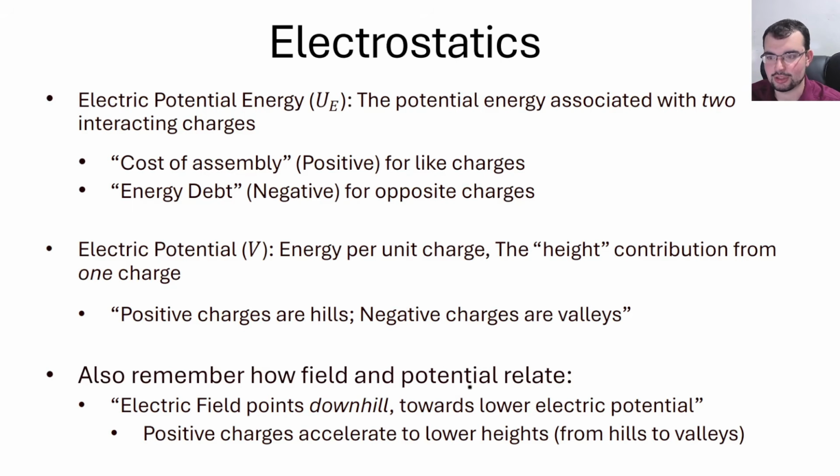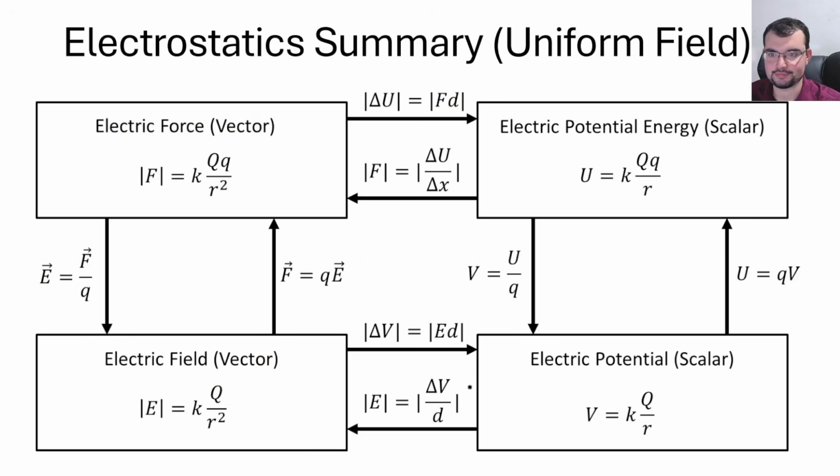Then the energy per charge is called potential, and that's your height. We like the hills and valleys analogy for that. And to go across these concepts, we can say that the field points downhill. So positive charges like to go to valleys, which makes sense. Positive charges just behave like regular old mass, where it'll go downhill.